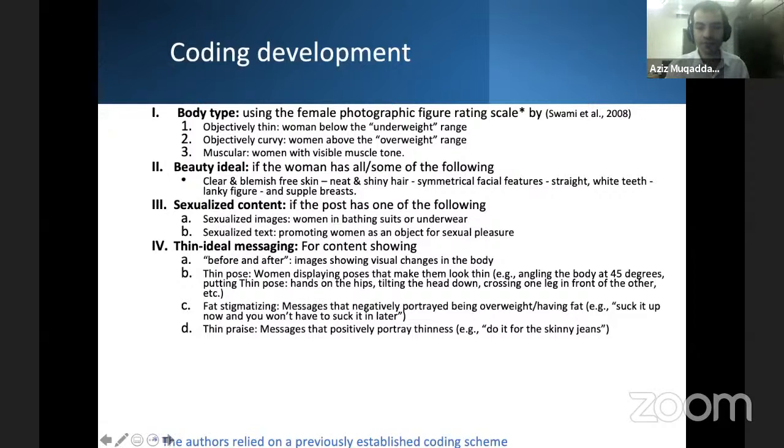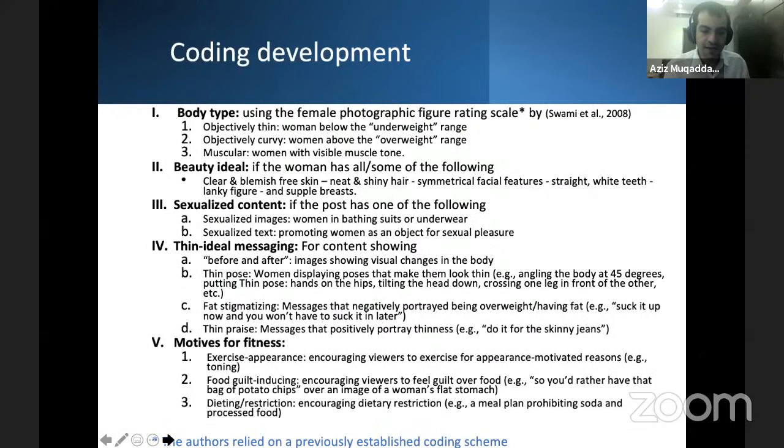Okay, so thin pose, and then with messages they focused on textual messages. I mean, they focused on fat stigmatizing and thin praise. So if the text accompanying the photo had fat shaming, basically. For example, one they gave is "suck it up now and you won't have to suck it in later." Obviously they're talking about tummies. And thin praise is messages that portray thinness, so for example "do it for skinny jeans" or "less is more," those types of messages.